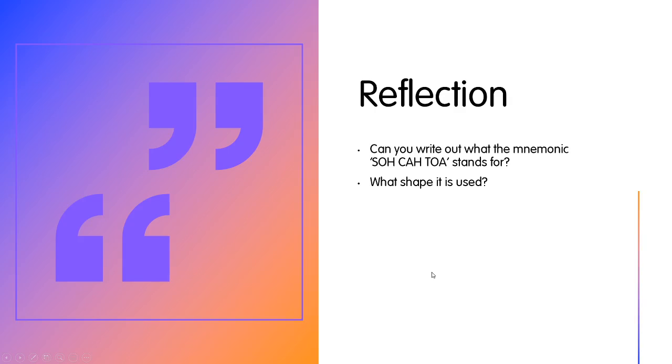So my reflection, can you write out what the mnemonic SOHCAHTOA stands for? And specifically, what shape is it used for?